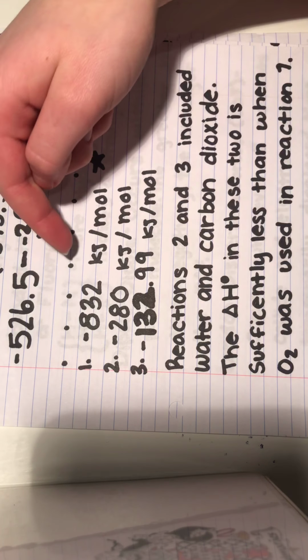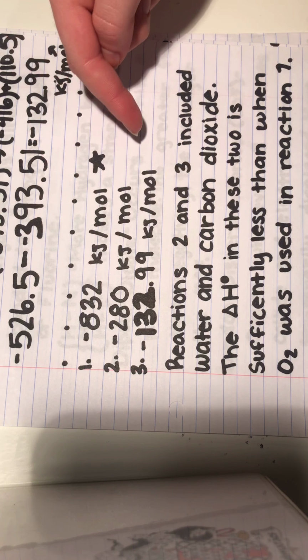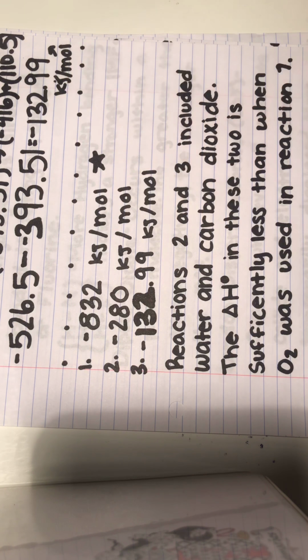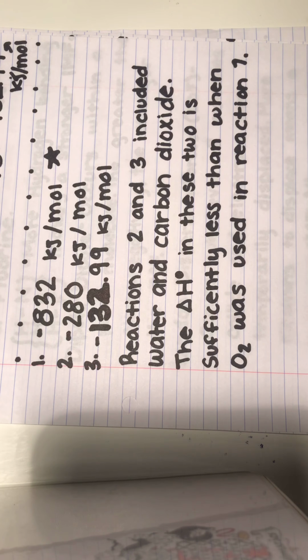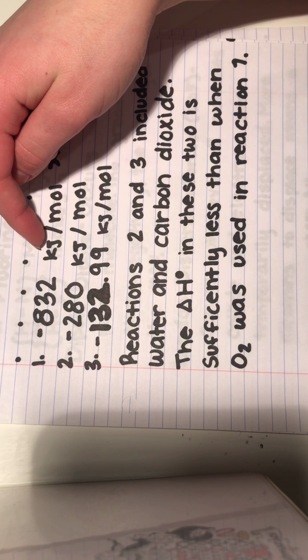So we have negative 832, negative 280, and negative 132.99. So this leaves us to conclude and to remind you again that reactions 2 and 3 include water and carbon dioxide. So equation number 2 involves H2O, and equation number 3 involves CO2. So equation number 1, where O2 is used in the extinguisher, there is much more energy being taken out of the sodium fire, therefore putting out that fire faster.